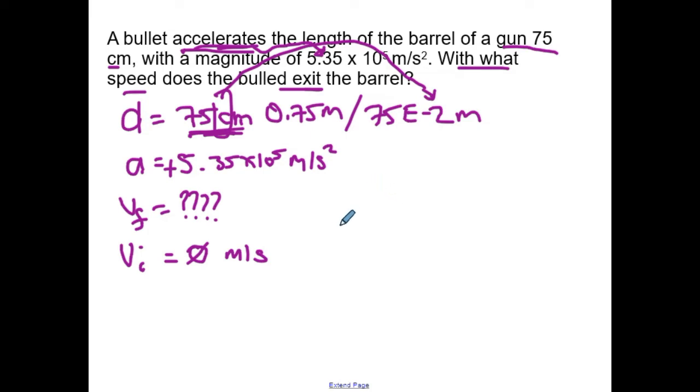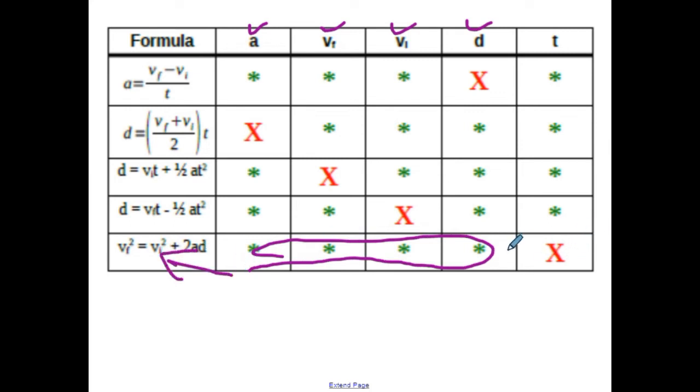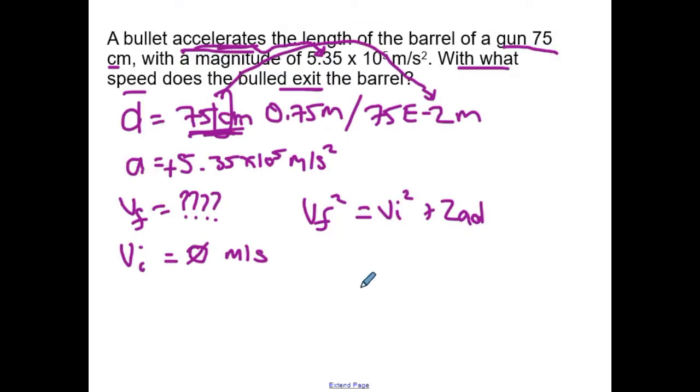But now we're just going to pick out the formula. This one's really straightforward. The formula is VF squared equals VI squared plus 2AD. And the reason I knew that is because I knew I had a D, an A, a VF, and a VI. And if you want to use this chart to help you, look for the column which involves an A, a VF, a VI, and a D. The one that has all 4 of those is this one, which means you don't know what time is, actually, which is fine. We apparently don't need the time value on this question.